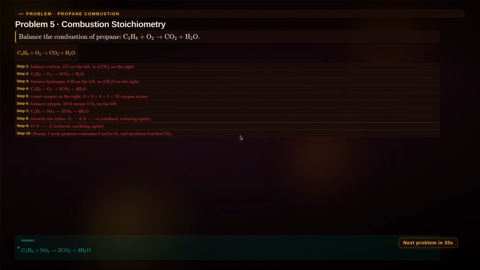Step 6. A stoichiometric bonus. The complete combustion of 1 mole of propane consumes 5 moles of O2 and produces 3 moles of CO2, useful for any gas law calculation on the products of combustion.